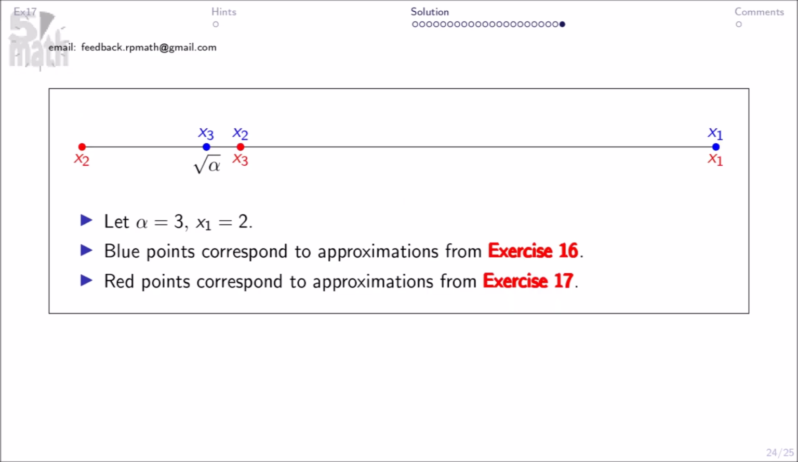Let alpha equals 3, x1 equals 2. Blue points correspond to approximations from exercise 16. Red points correspond to approximations from exercise 17.